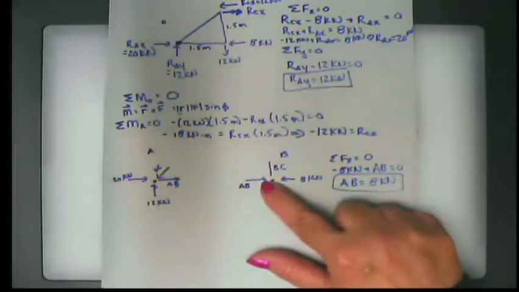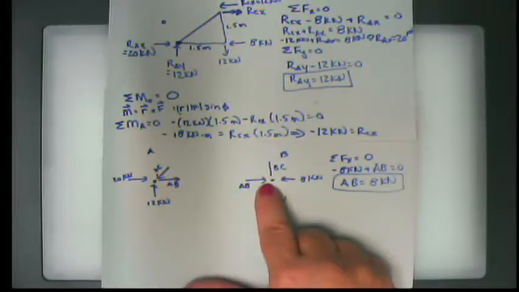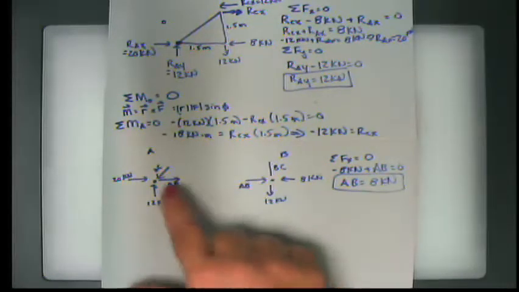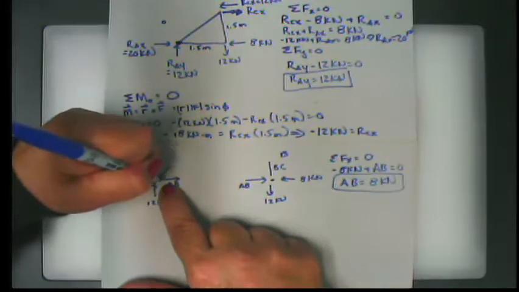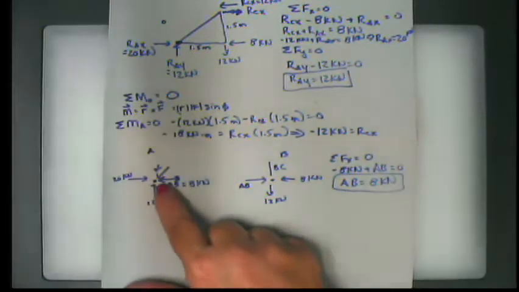Okay, so we've solved that here, but that also means that AB is 8 kilonewtons here. But if it's pushing on the joint, it's not pulling on the joint here. It's also going to be pushing on the joint. But AB here is also 8 kilonewtons. But the sign is pushing on the joint.